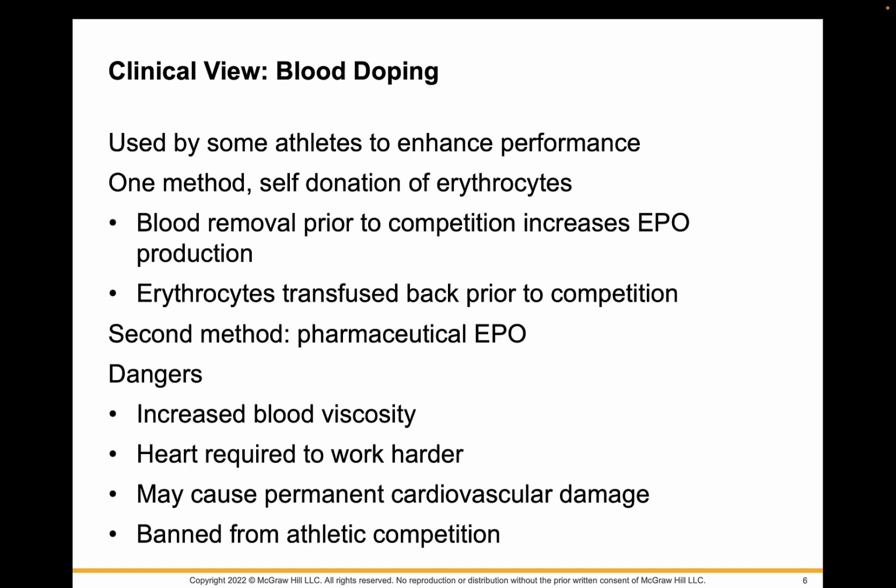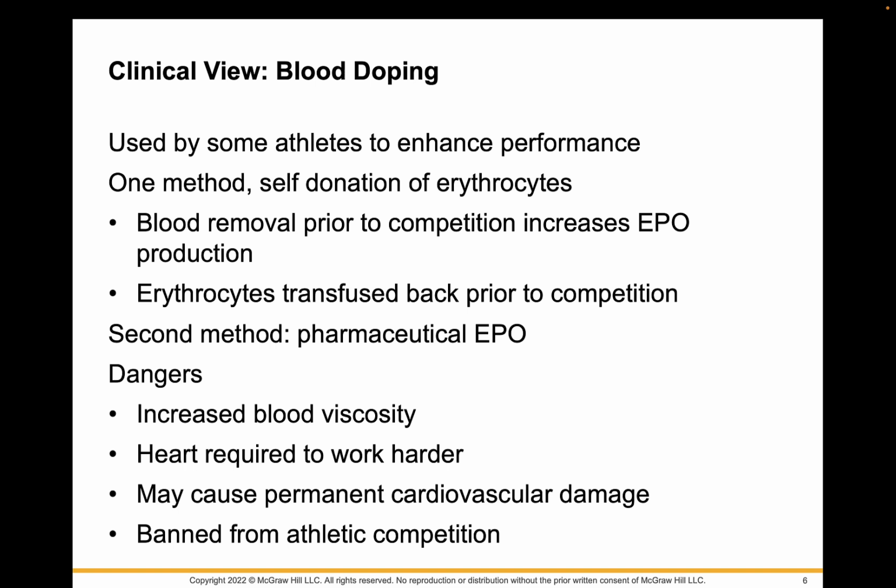The other type of blood doping is pharmaceutical EPO. And so remember, EPO is a hormone naturally produced within the kidneys, and its job is to increase red blood cell production.